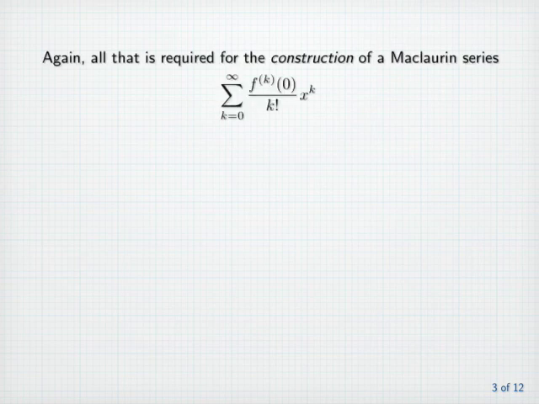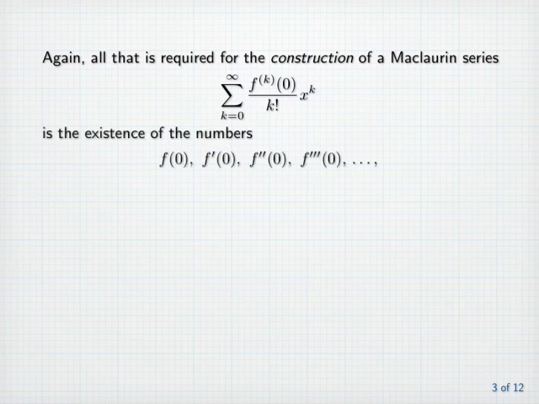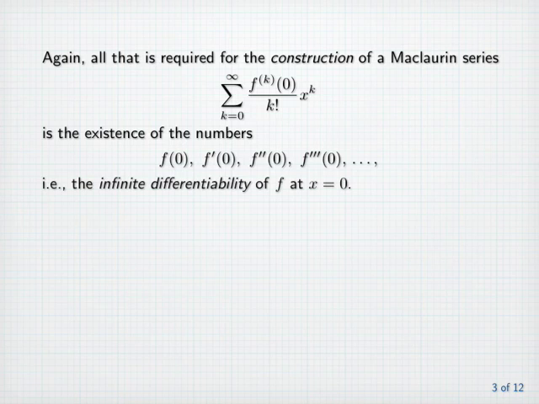Again, all that is required for the construction of a Maclaurin series, the sum from k equals 0 to infinity of the kth derivative of f evaluated at 0 divided by k factorial times x to the k, is the existence of the numbers f of 0, f prime of 0, f double prime of 0, f triple prime of 0, and so on. That is, the infinite differentiability of f at x equals 0.